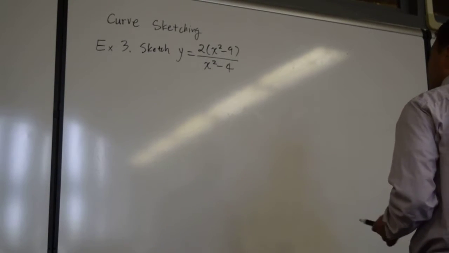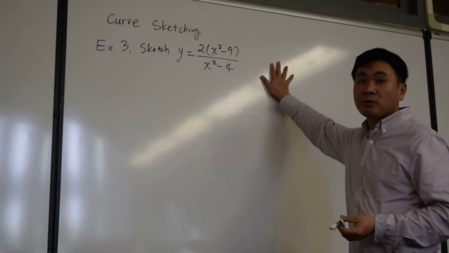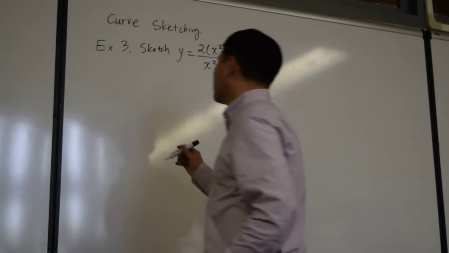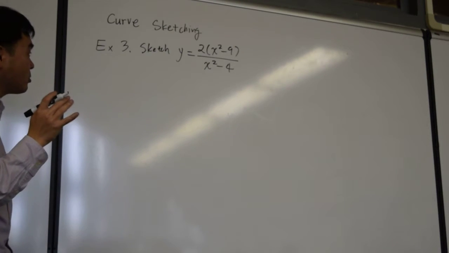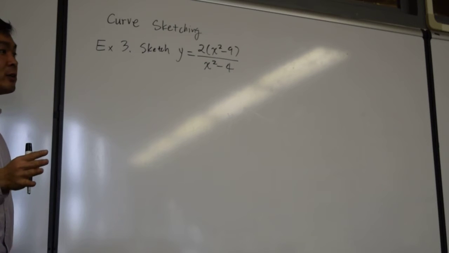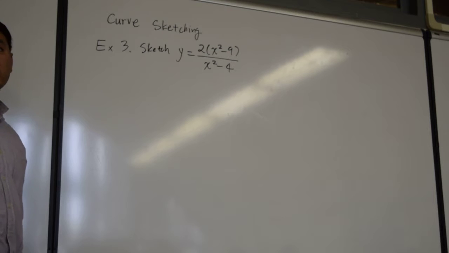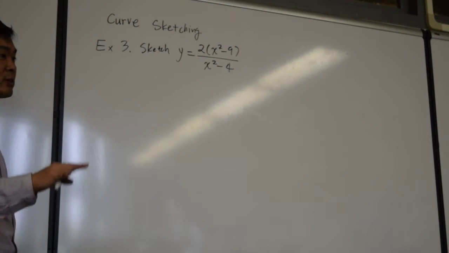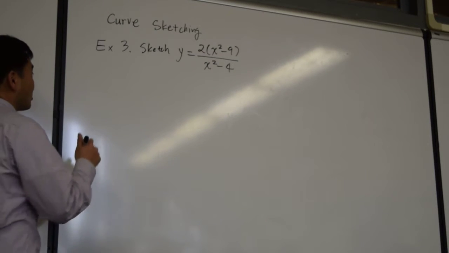Okay, for this third question, we have a rational function, and because it's a rational function, it's probably going to have some asymptotes. So before we draw, we need to figure out first the x and y intercepts, horizontal asymptotes, vertical asymptotes, and then after that you need to figure out the derivative and the second derivative, and using those values you should be able to sketch. Okay?